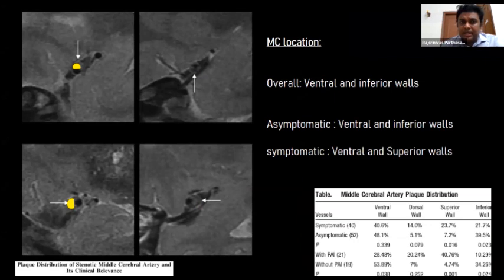We will come to how this will tell us what we should be doing while we are intervening. Say there's a plaque in the superior wall and you're going to do a balloon angioplasty. We know that the perforators of the middle cerebral artery arise from the superior wall or the posterior superior wall. So when I'm doing a plasty, what can happen is the plaque material can go and occlude the perforator ostium.